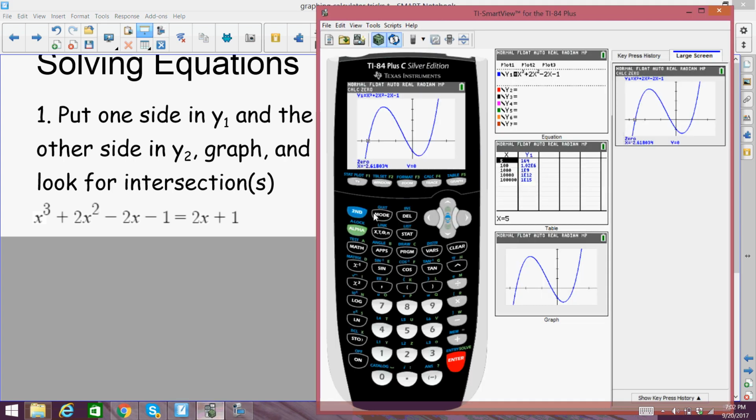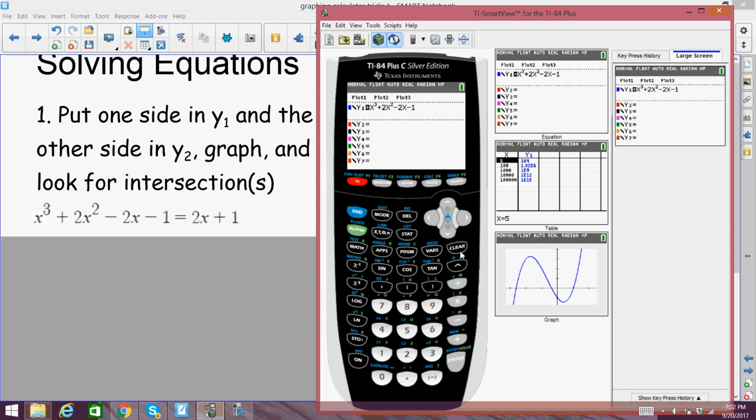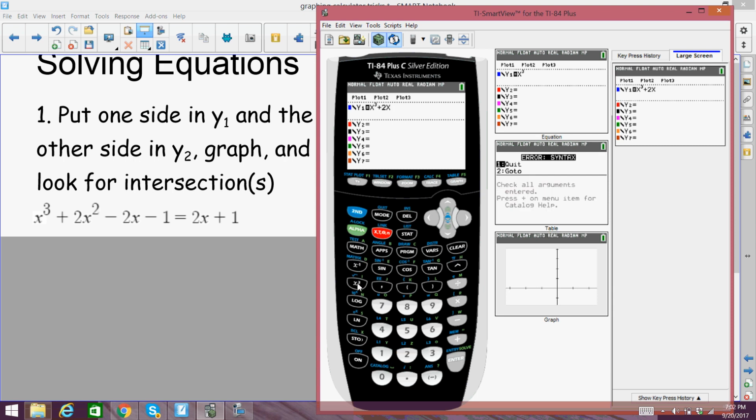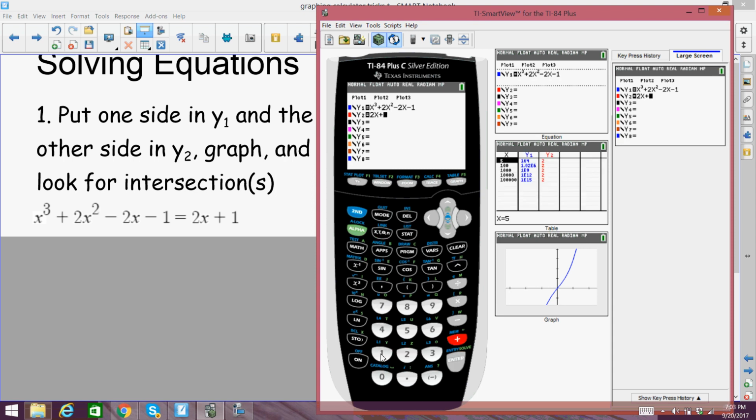So here's what you do. You go to your y equals, and I'm going to clear everything out and type in my two functions, this into my y1 and this into my y2. So I'm going to type in x cubed plus 2x squared minus 2x minus 1, and then in y2 I'm going to type in 2x plus 1.